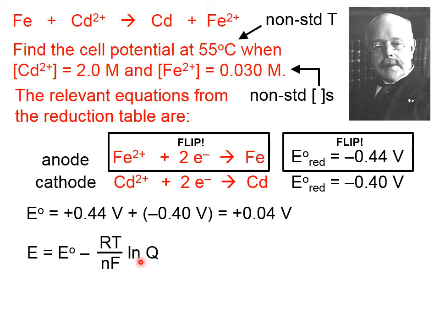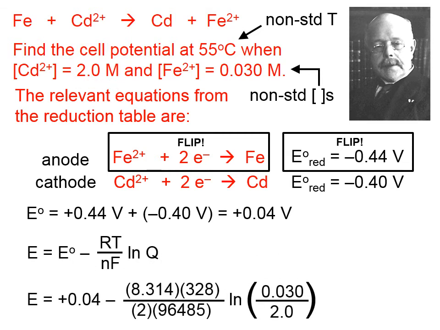And what about Q? Q is the reaction quotient, products over reactants. Products, the concentration, is going to be right there, 0.03 divided by reactant concentration, which is 2 molar. The Nernst equation is going to be fleshed out like that. And now it's simply a matter of typing that into our calculator.